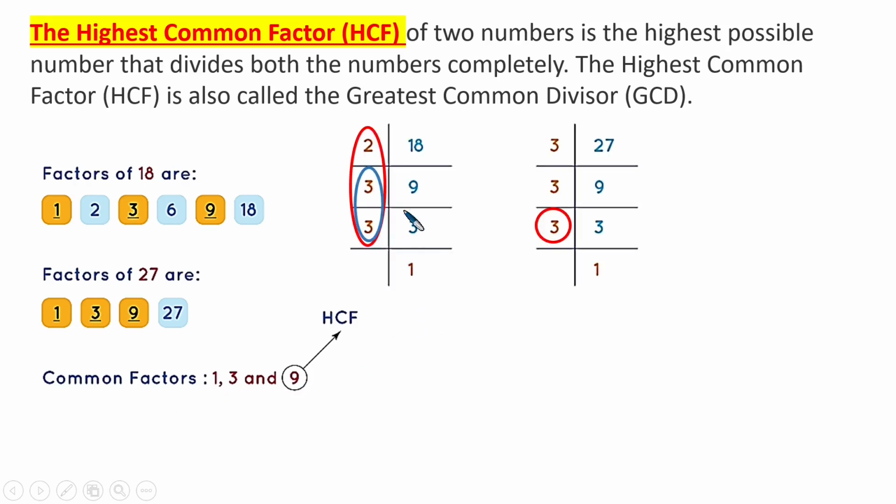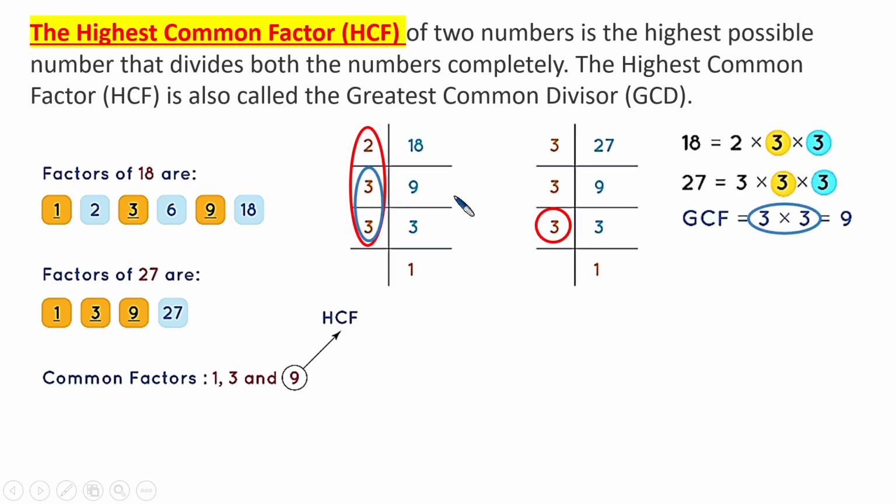How do you find it? It is also very simple to find. Again you do something very similar. You separate 18 and 27. 18 is 2 into 3 into 3. These are the prime numbers. And then 27 is 3 into 3 into 3. So this is the common factor. These two 3s are common, 3 into 3 is 9. So the GCF is 3 into 3, which is 9.